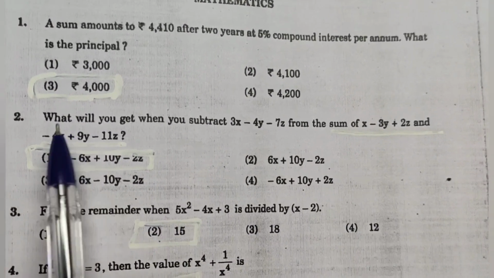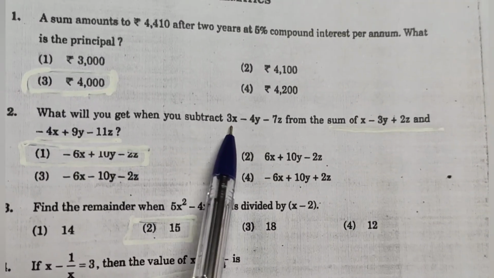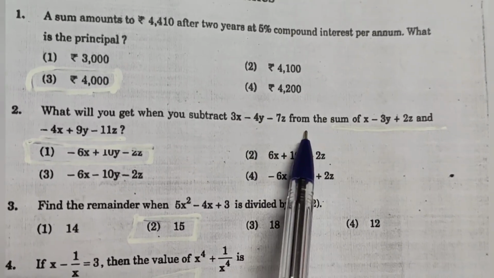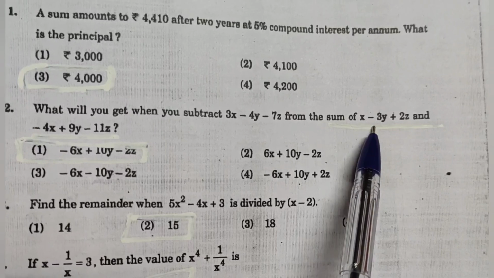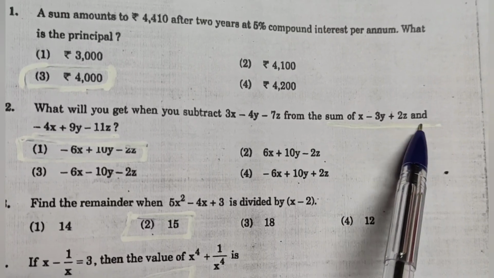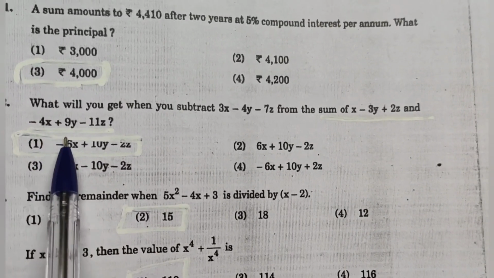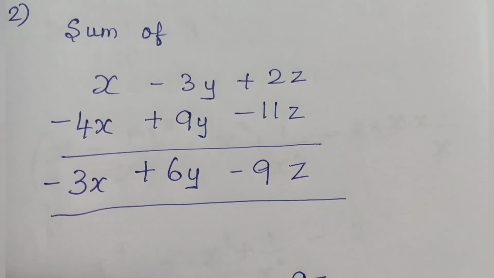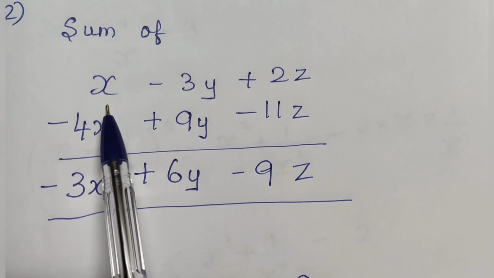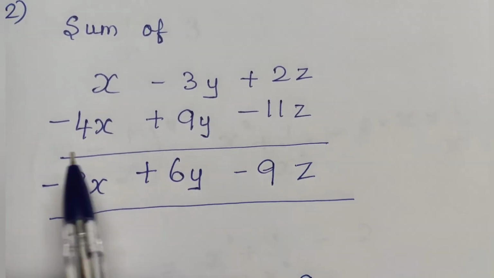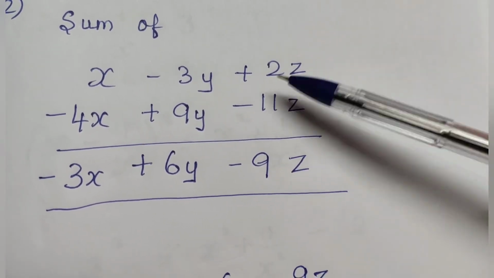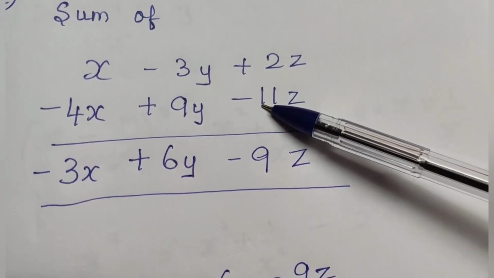Question number 2. What will you get when you subtract 3x minus 4y minus 7z from the sum of x minus 3y plus 2z and minus 4x plus 9y minus 11z? First we shall do the sum. Sum of x minus 3y plus 2z and minus 4x plus 9y minus 11z. See here, plus 2 and minus 11.